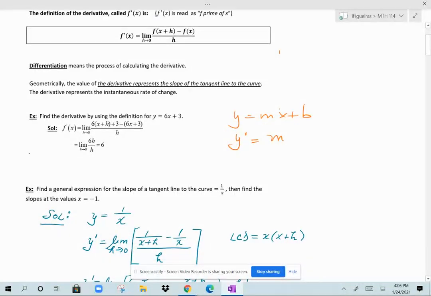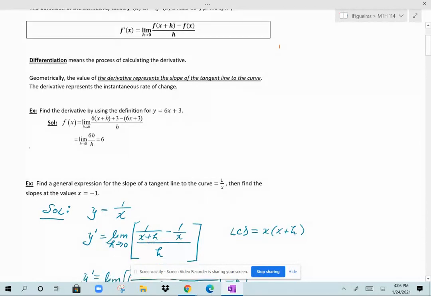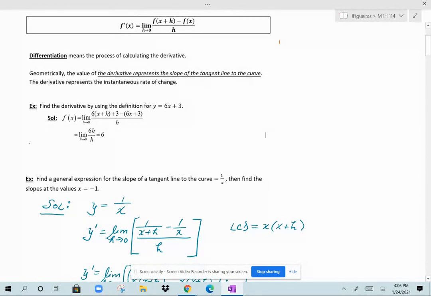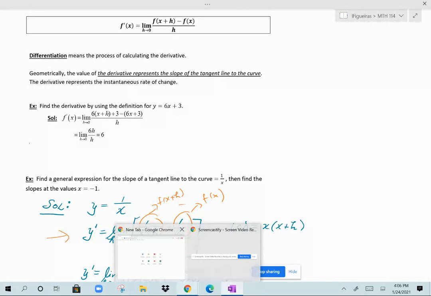All right, so here we want to find the general expression for the slope of the tangent line to the curve y equals 1 over x, and then we're going to evaluate that slope at x equal to negative 1. This time my function is a rational function. I have to apply the definition above. So y equals 1 over x, the derivative will equal the limit as h approaches 0 of 1 over x plus h. So that's the f of x plus h part of the definition, minus f of x, so that's the minus f of x part of the definition, and don't forget the whole thing is over h.